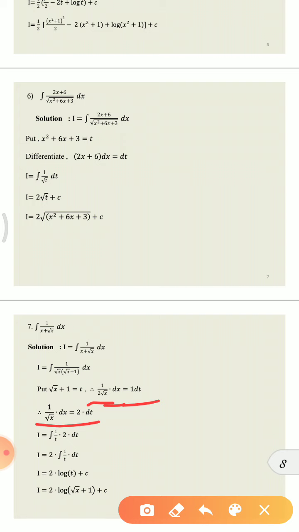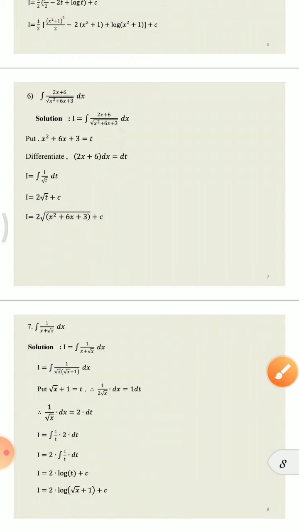Then substituting into the given integral in the new form, I is equal to 1 upon t into 2 dt here. 2 is outside the integral because it is a constant, that is 2 into the integration of 1 upon t dt, and the integration of 1 upon t is log t. So I is equal to 2 into log of t + c. Therefore I is equal to 2 into log of, substituting the value of t, root x + 1, + c.